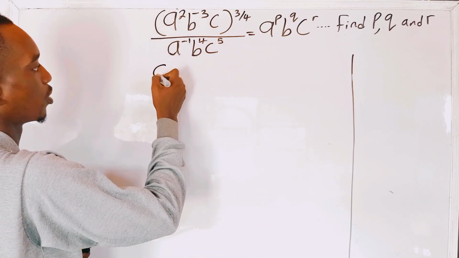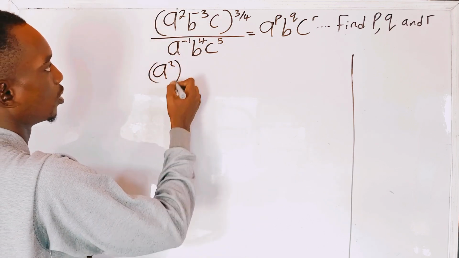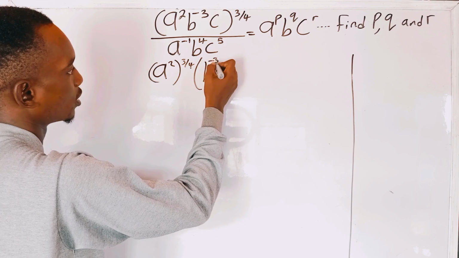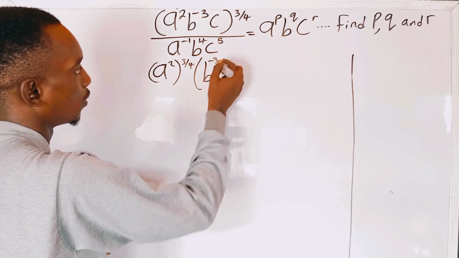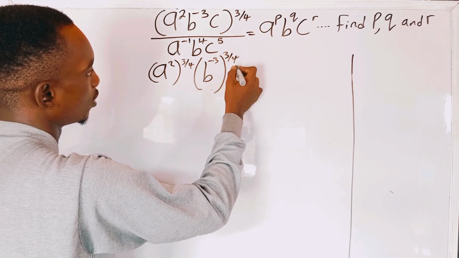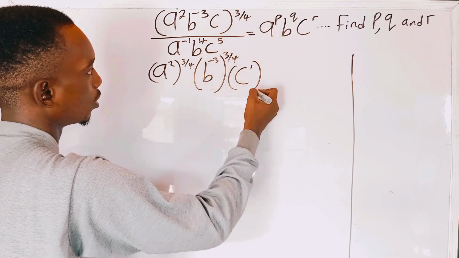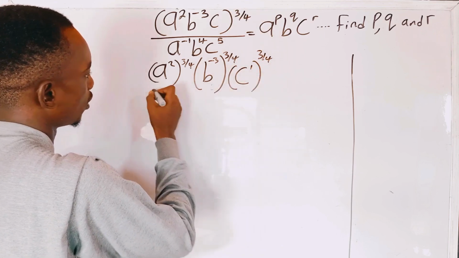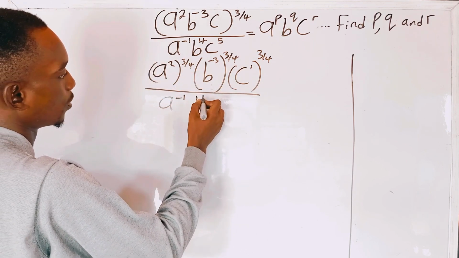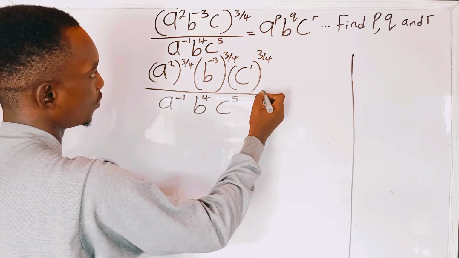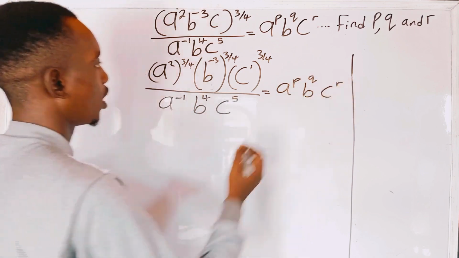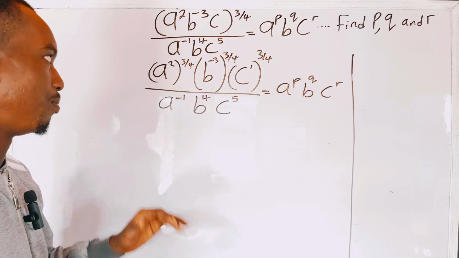So we're going to have A to the power of 2, all to the power of 3 over 4. Then we have B to the power of negative 3, all to the power of 3 over 4. Then we have C to the power of 1, all to the power of 3 over 4, all divided by A to the power of negative 1, B to the power of 4, C to the power of 5 equals A^P, B^Q, C^R. Yes, so we're getting there bit by bit.